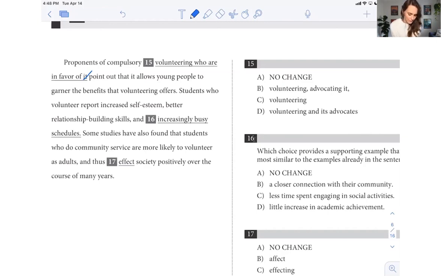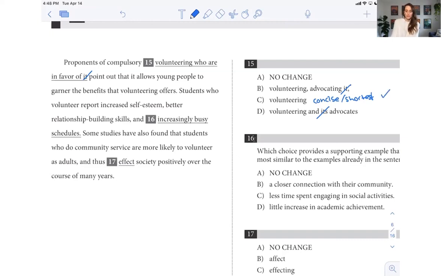So here we have proponents of compulsory volunteering who are in favor of it. This also has an it, and over here we have an it. So if I am rushed for time, I'm going to just see if C, my most concise, shortest answer choice works. So proponents of compulsory volunteering point out that it allows young people to garner the benefits that volunteering offers.